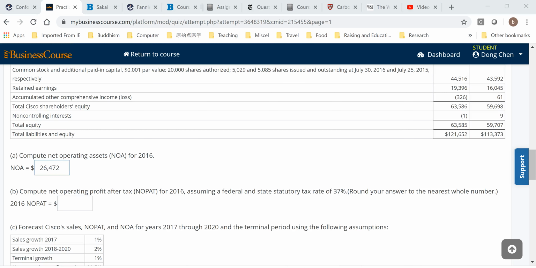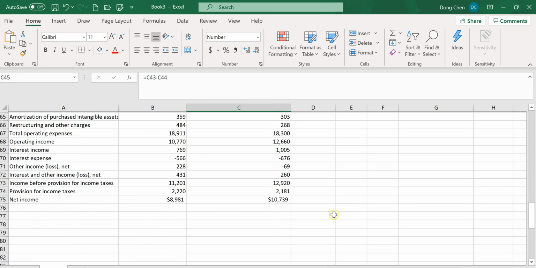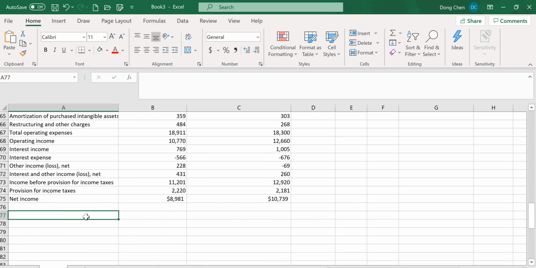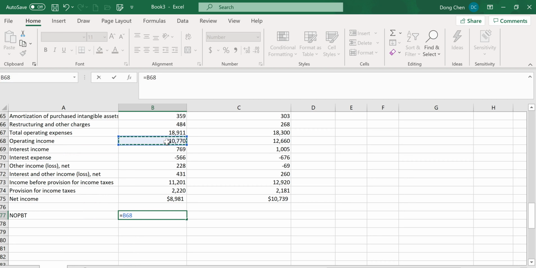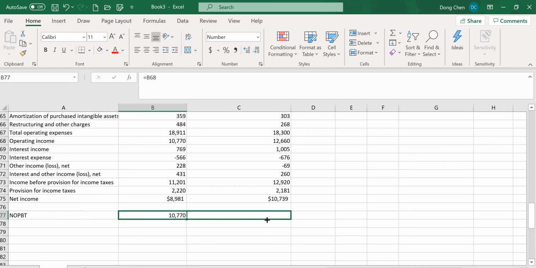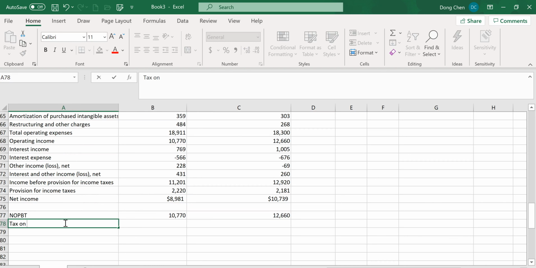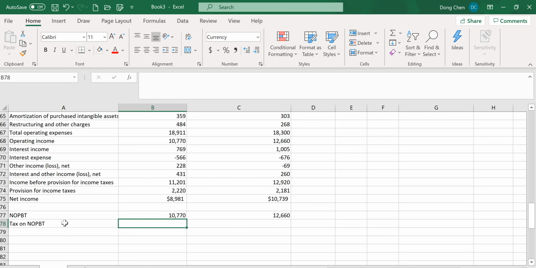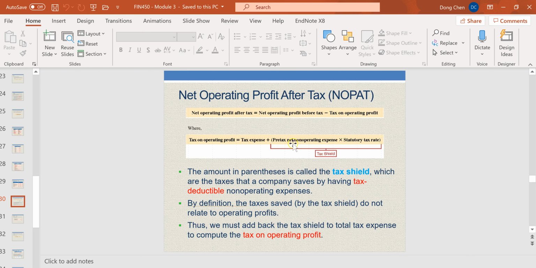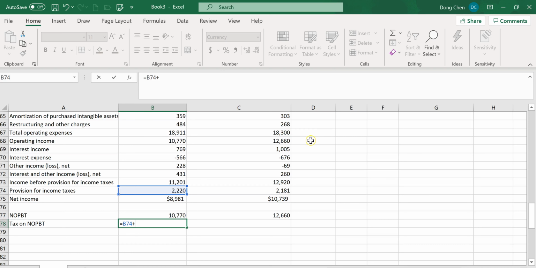So let me go back to my worksheet. And now we need to work on the income statement. NOPBT, normally this is simply the operating income. So we just copy the number, operating income. Then I need to calculate the tax on NOPBT. The formula is tax expense, which is provision for income taxes, and then plus the net pre-tax net non-operating expense, if you go back to the formula. So basically, this is all the items after the operating income, before the taxable income.